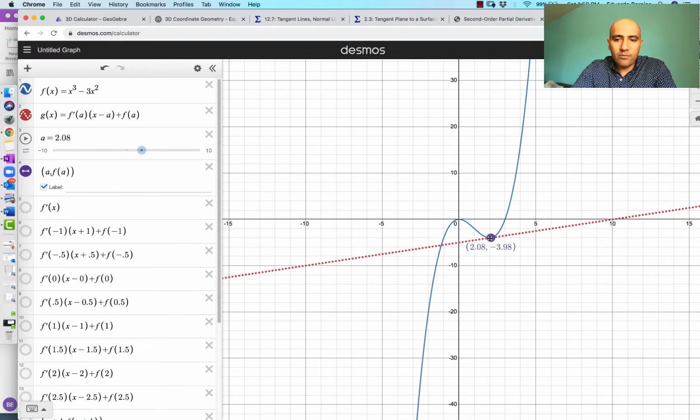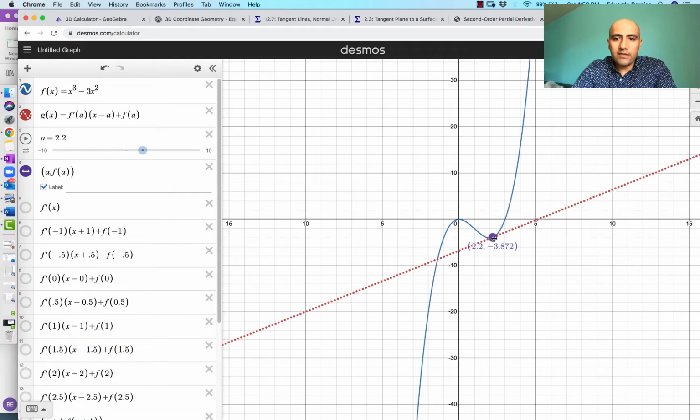And then we get a small positive slope. Notice that the output of the function is still negative, but the slope of the tangent line is now a small positive slope, and then it gets bigger and bigger.